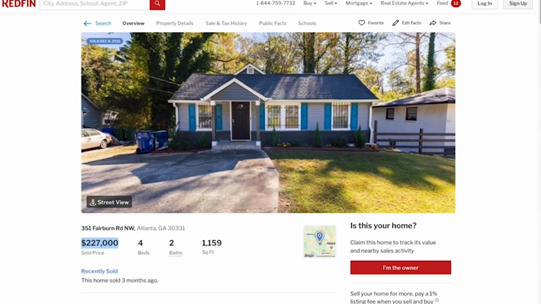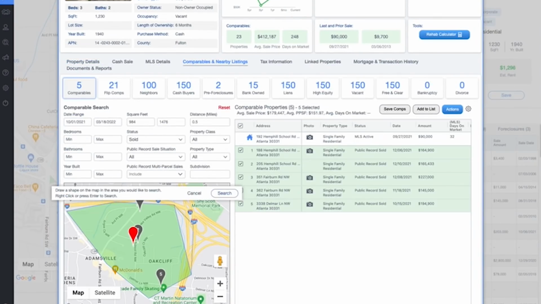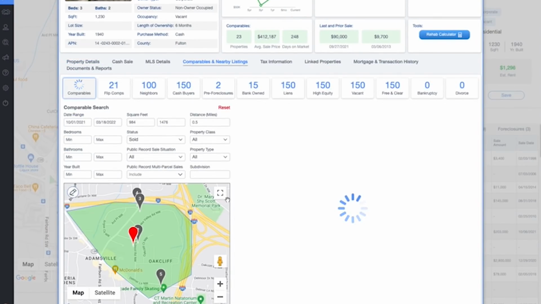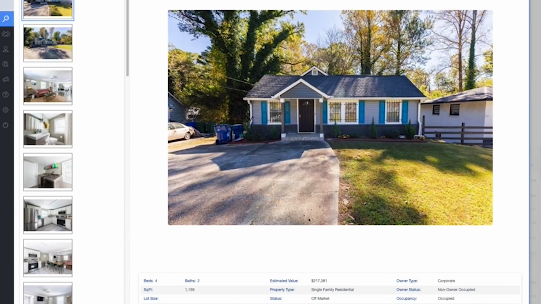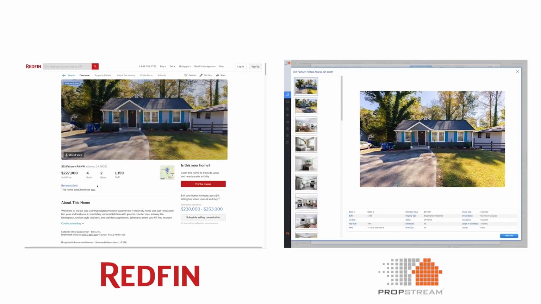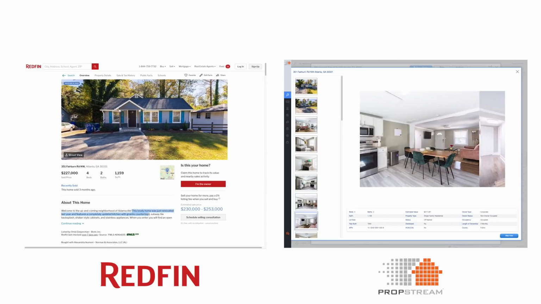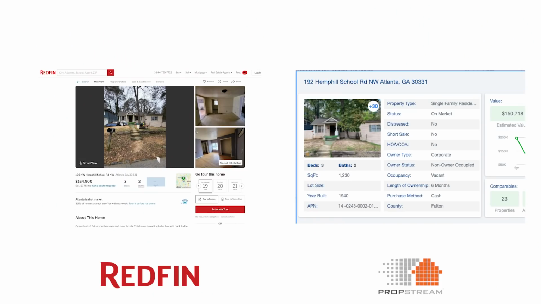You can also do a very similar thing on PropStream by pulling up the property and hitting this comps tab. You then do the same thing by looking in that neighborhood at recently sold homes, and you can see that I found the exact same property listed here. A benefit to using PropStream over something like Redfin is they generally have a bit more data. For example, on Redfin we couldn't see any pictures of this renovated property, but on PropStream there's a ton. Also, Redfin wasn't able to show us the square footage of our subject property, but on PropStream we're able to see it.